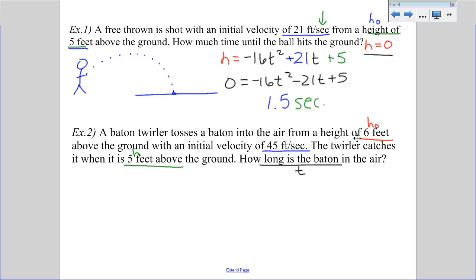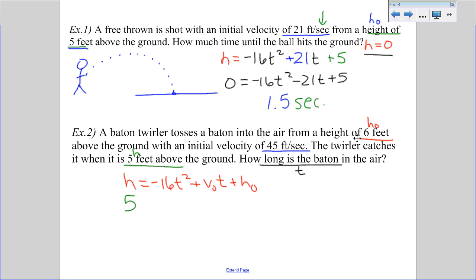So I'm going to use my equation. H equals negative 16t squared plus v sub 0 t plus h sub 0, and plug in what I know. Do I know the ending height that we want to reach? Now we want to reach an ending height of 5 feet. I wrote that in green.